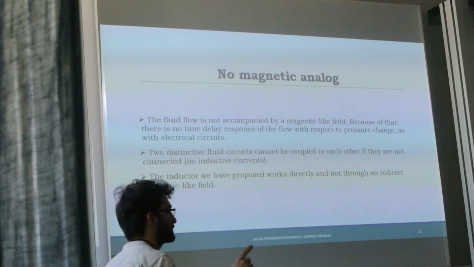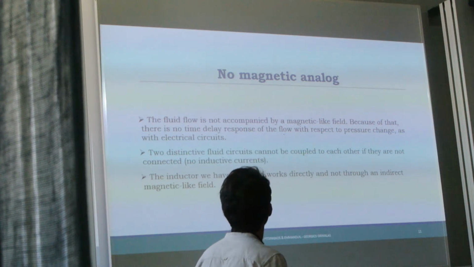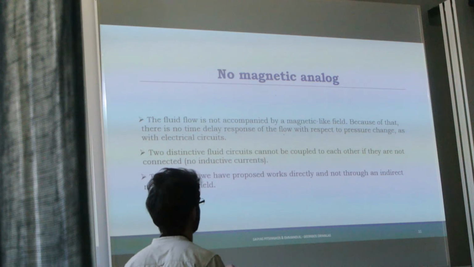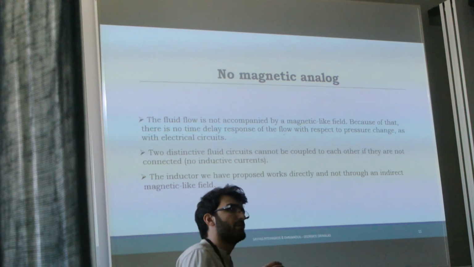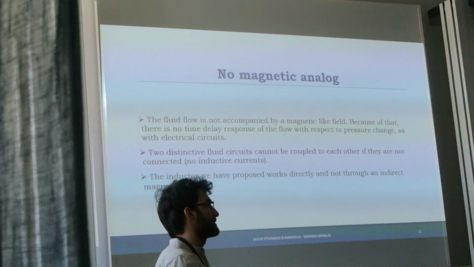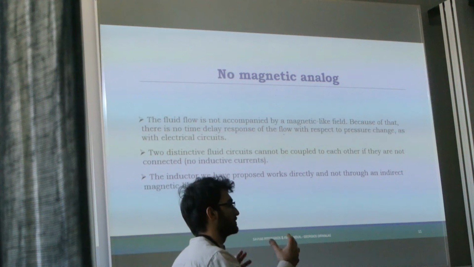So another breakdown of our analogy is that we have no magnetic field, and because of that there is no time delay of the flow, because that would lead to a breakdown of the mass conservation here. The flow will not be continuous.